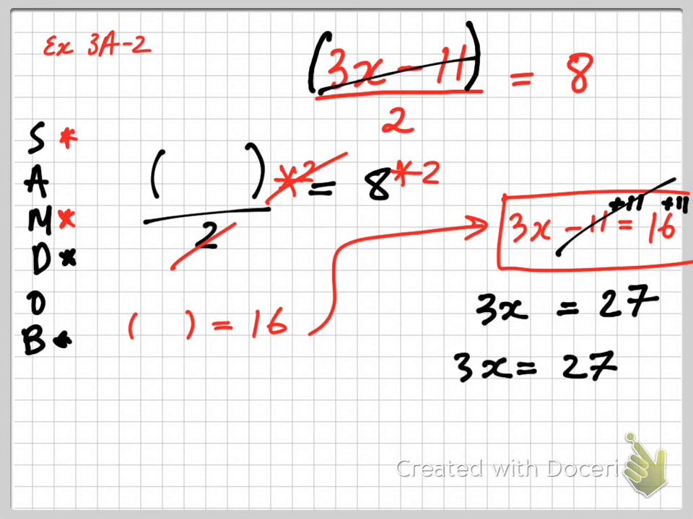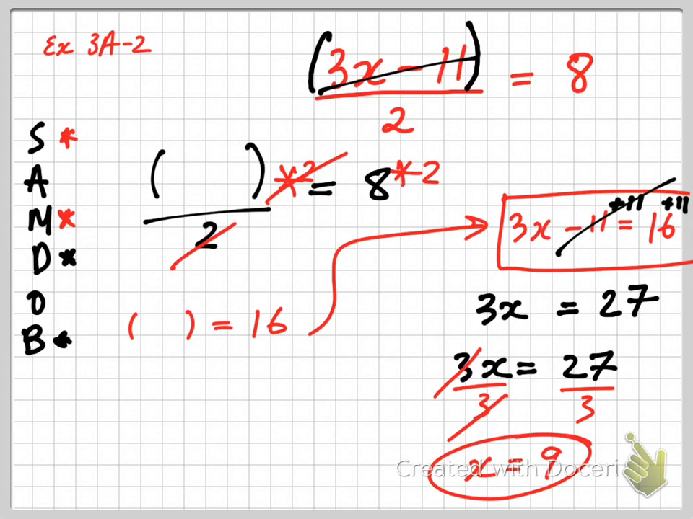How do we get x by itself? Well, if it's 3 times x, then we should know that we're doing the opposite, which is divide. So I'm going to divide 3 on both sides. Therefore, the 3 cancel, and we're left with x is equal to 9.